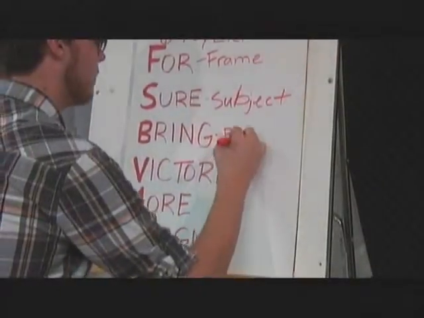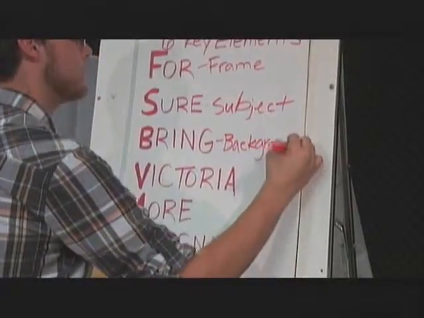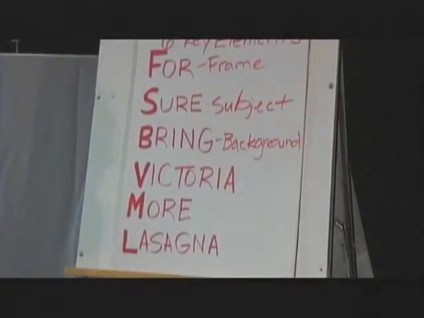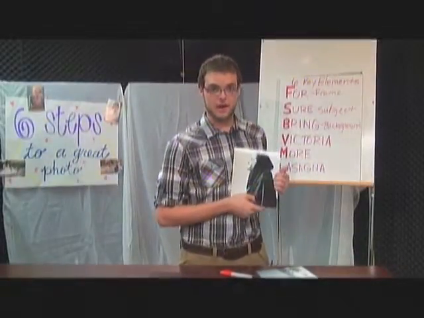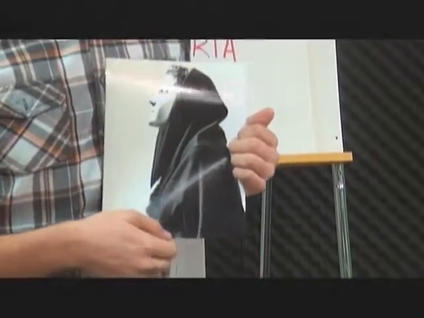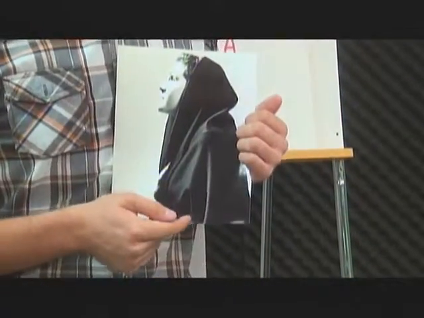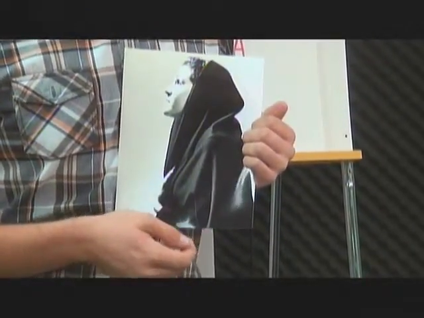B is for background. Background is something you really need to pay attention to when you're taking photos. This is a pretty good example of background. Obviously, we have just a straightforward white background. And the white background doesn't take away from the photo. You really want the photo to be about the subject.